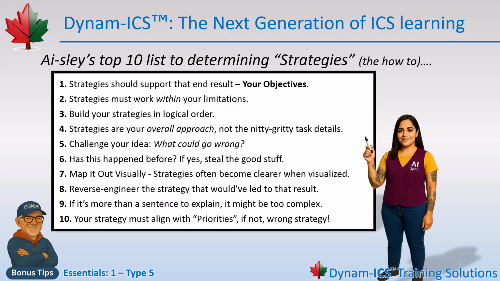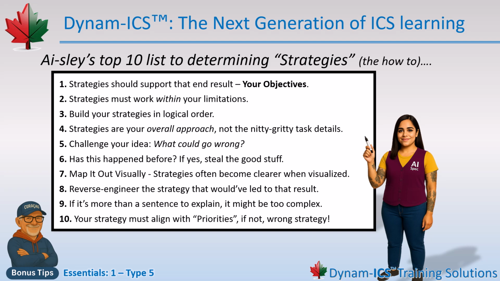7. Map it out visually. Draw it, sketch it, scribble it, whatever helps you see the flow. Strategies often make a lot more sense when you can actually see how they connect. Stick figures are acceptable. This isn't an art contest. 8. Reverse engineer the strategy that would have led to that result. If you know what success looks like, work backward. Ask yourself, what would have needed to happen for that to work? It's like detective work, but without the trench coat.